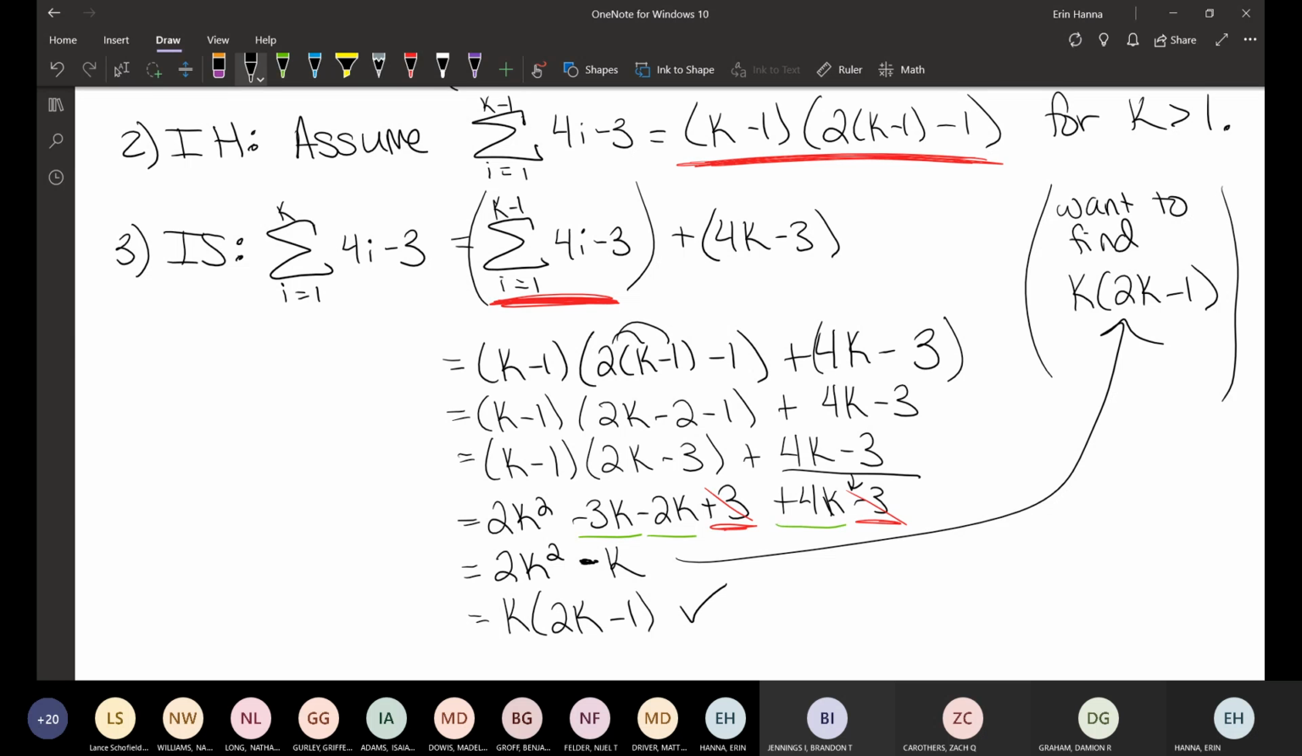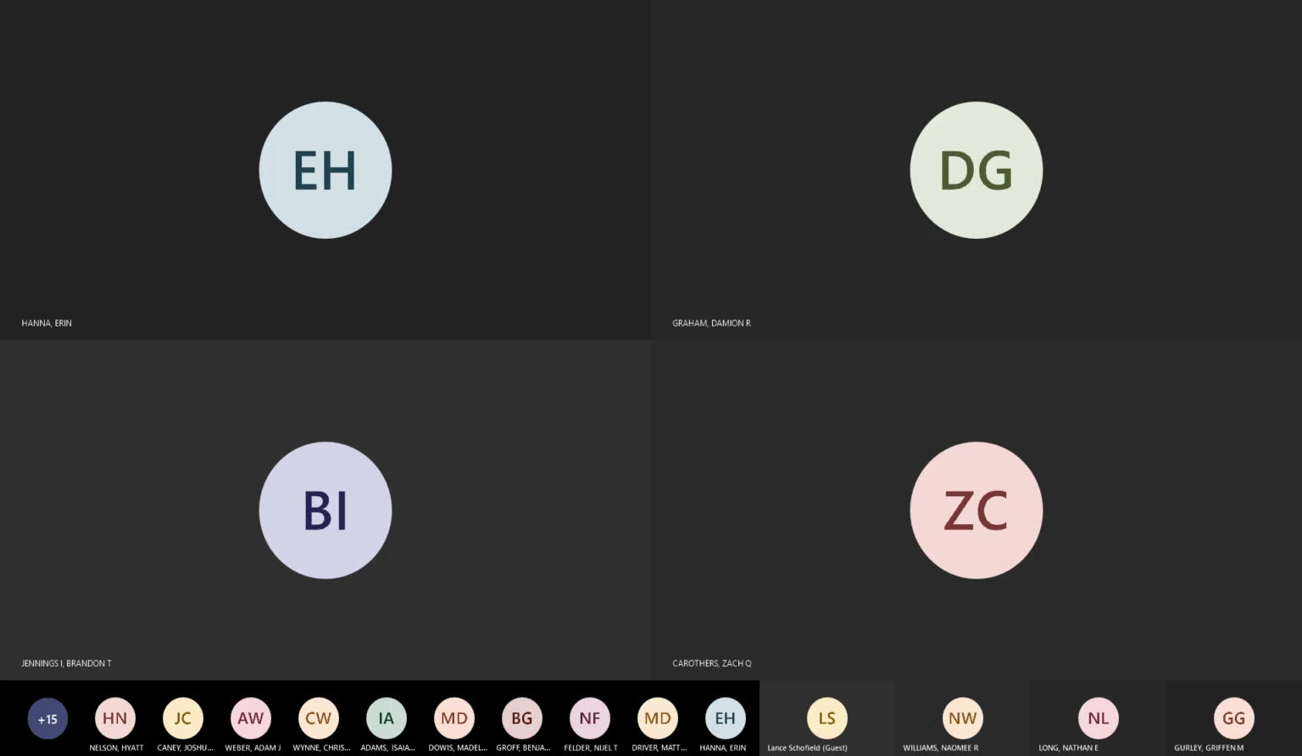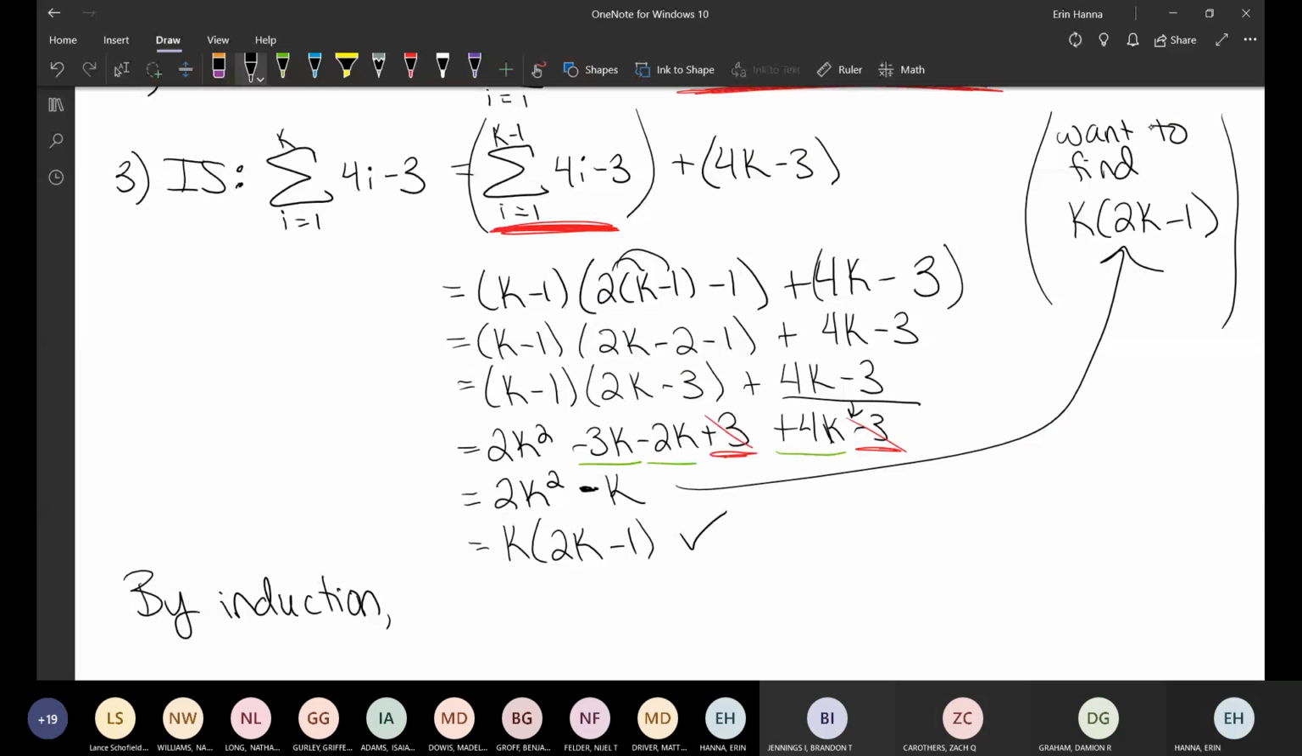So, okay, let me be good about it. By induction, we now go back to using the n's. n times 2n minus 1 for n greater than or equal to 1.